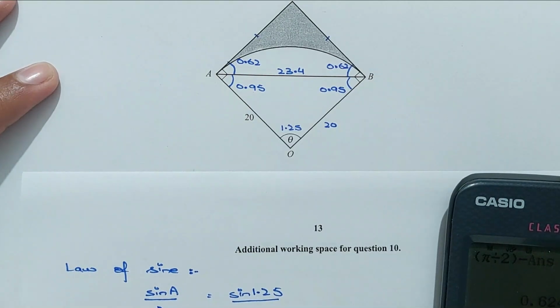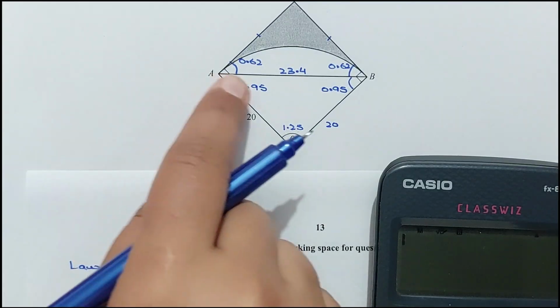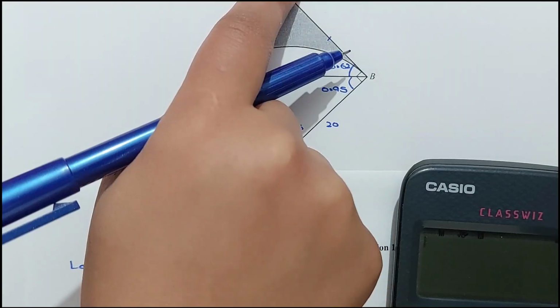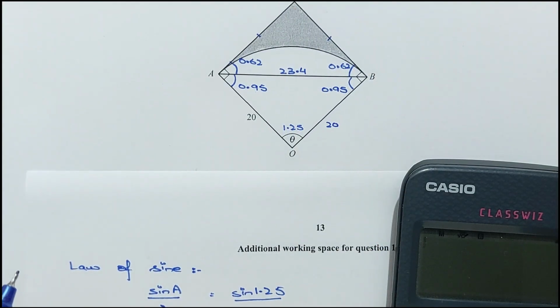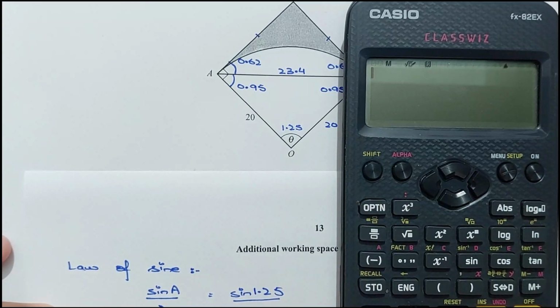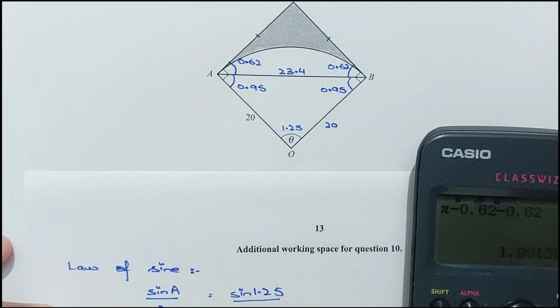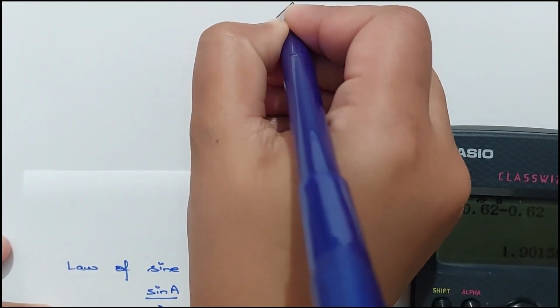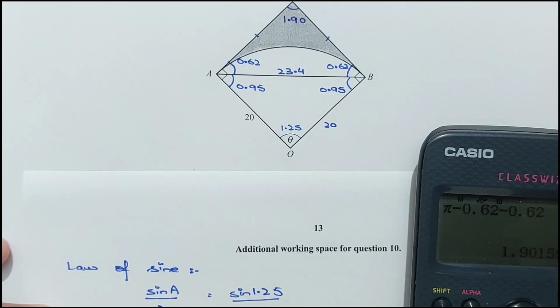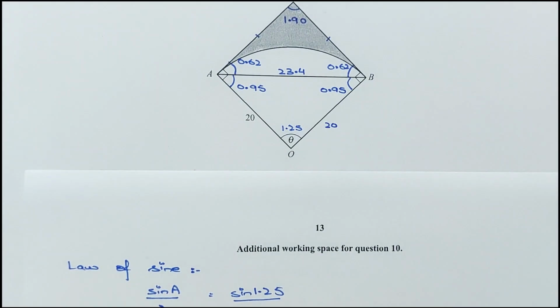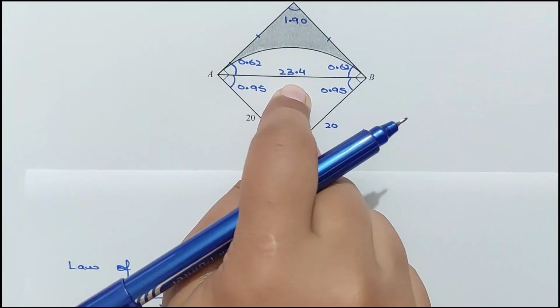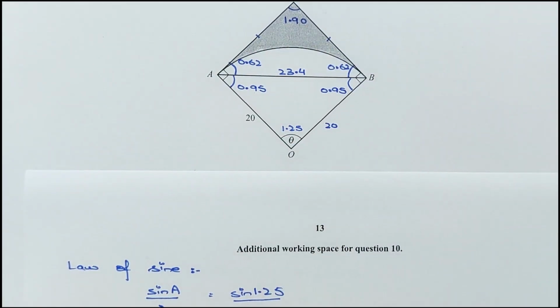Okay, now we know two angles of triangle ABC. Let me find the third angle by adding all three angles and putting it equal to pi. So from pi subtract 0.62 and subtract 0.62. This is 1.90. Now for this triangle we have all three angles and one side. Let me solve for the rest of the two sides, because this is isosceles, so AC and CB are the same.